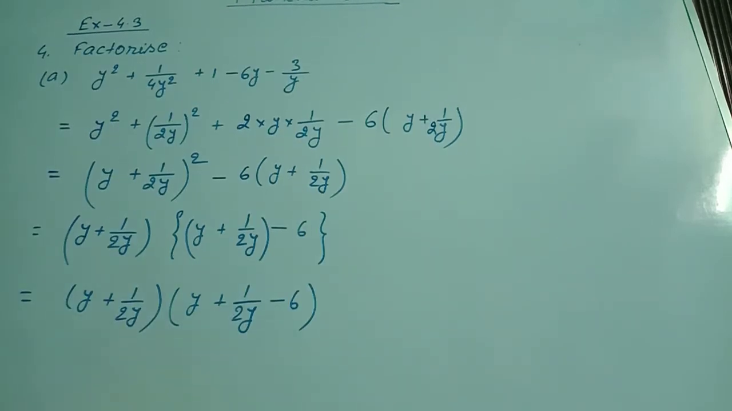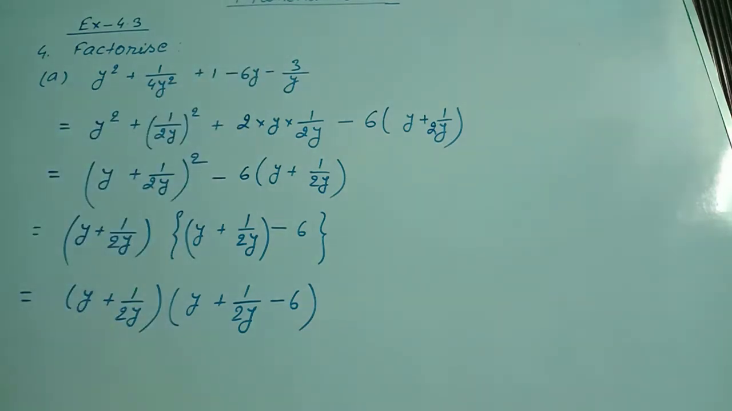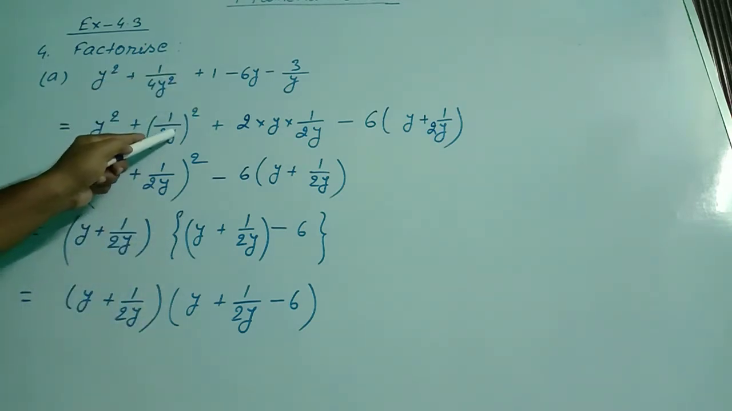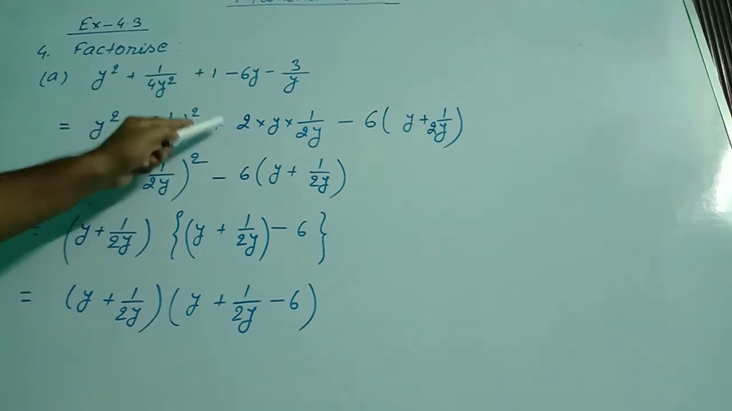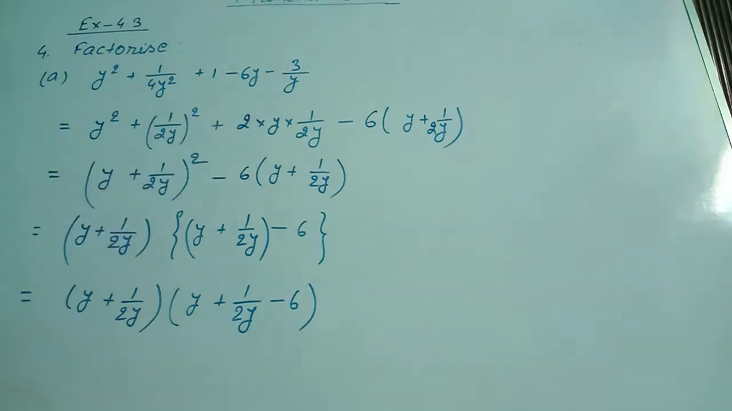In question number 4, factorize the following. Number A, y square plus 1 by 4y square plus 1 minus 6y minus 3y minus 3 by y. In this step I have written y square plus this term, which may be written as 1 by 2y whole square because 1 into 1, 2y into 2y is 4y square, and plus 1 is written as 2 into y into 1 by 2y.